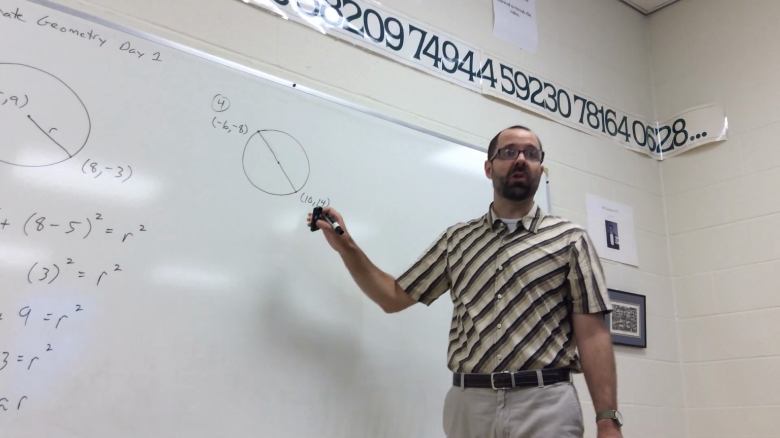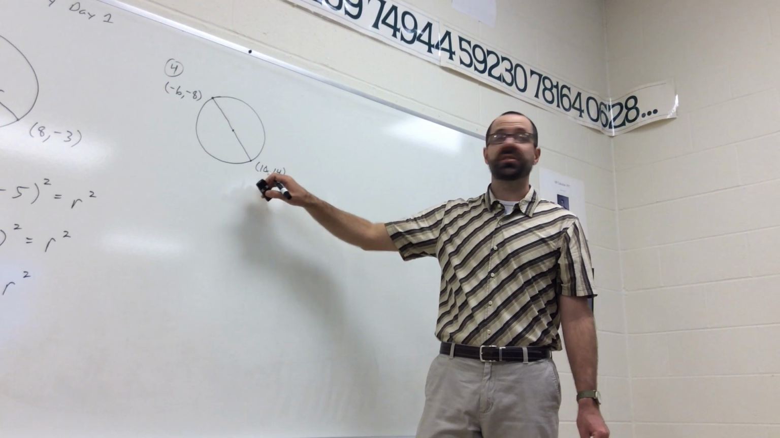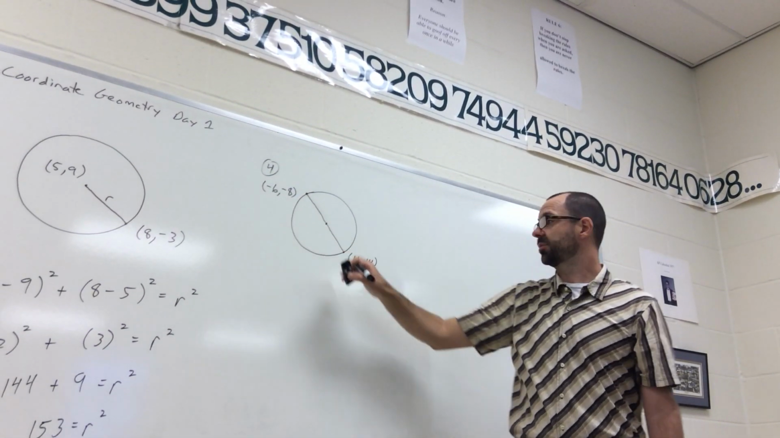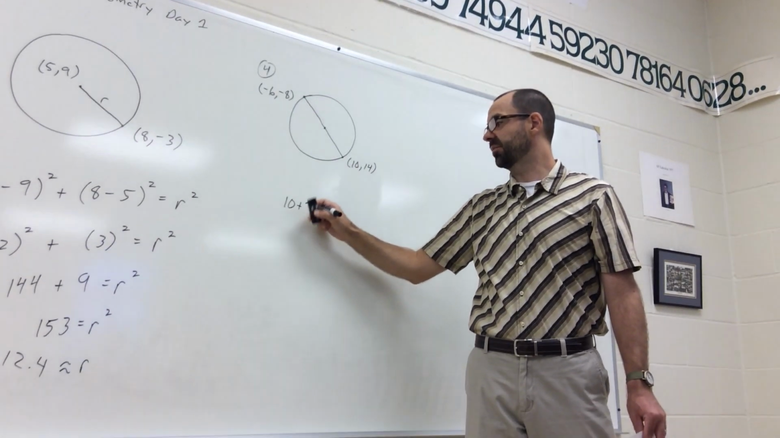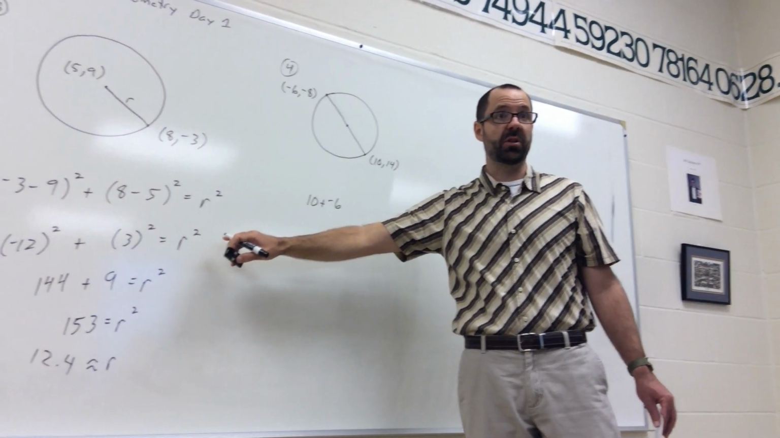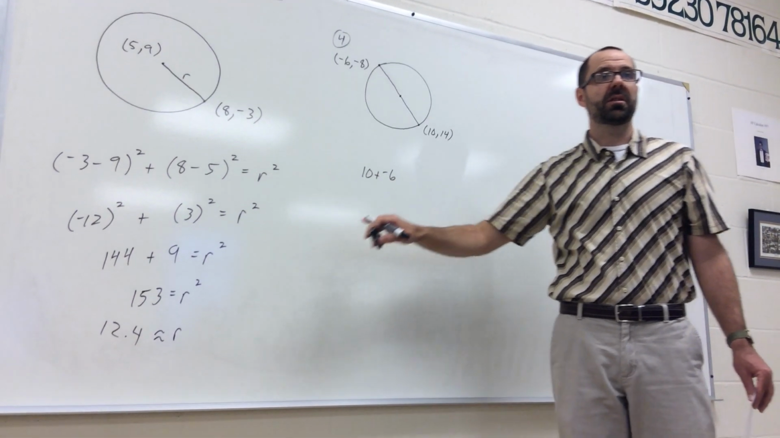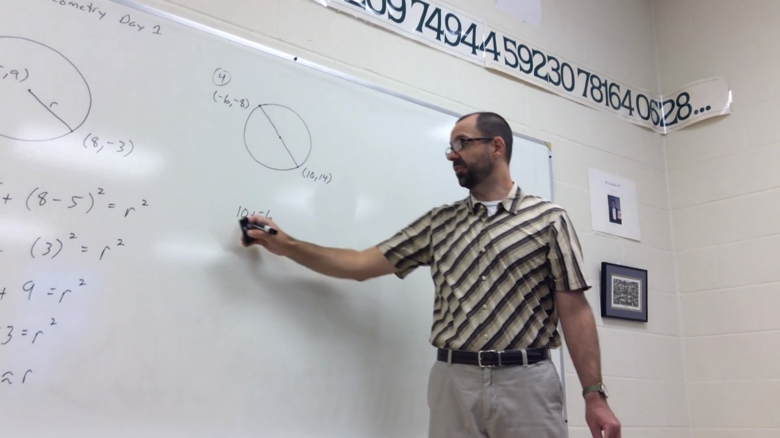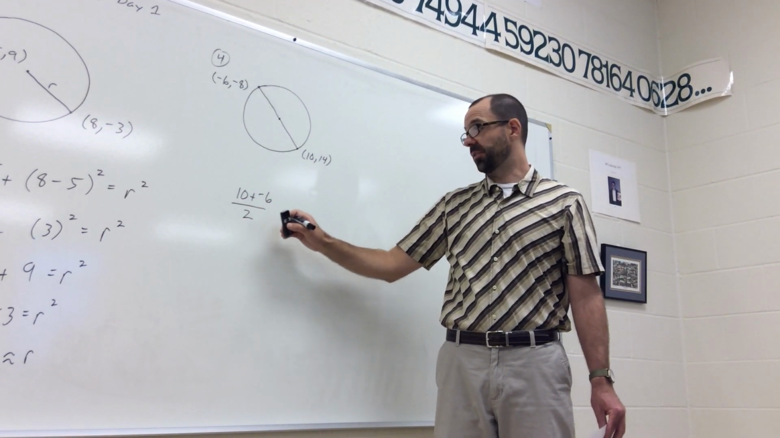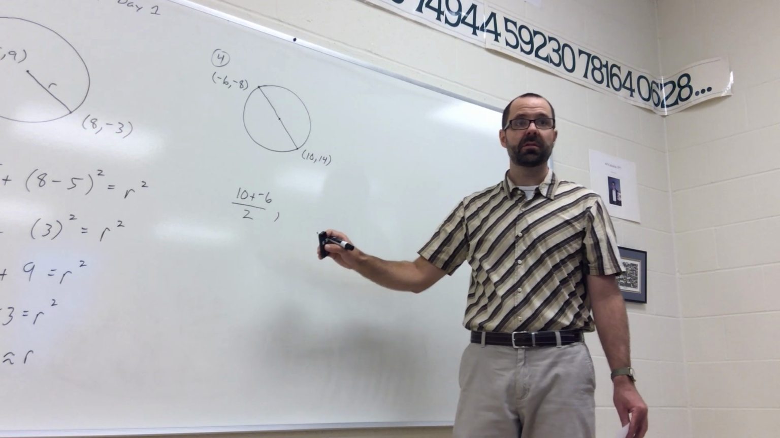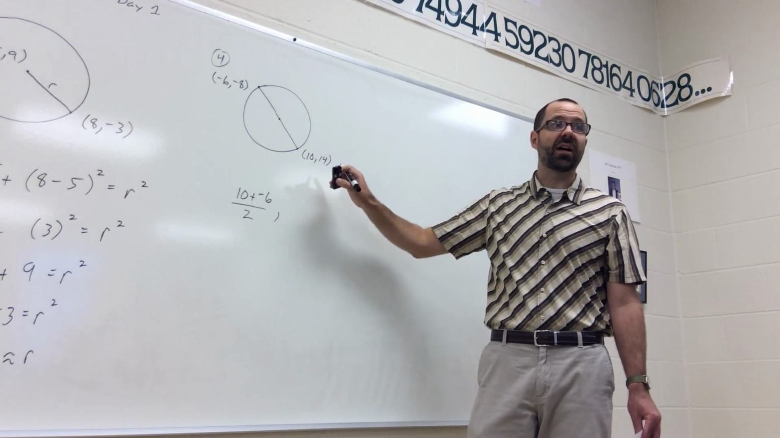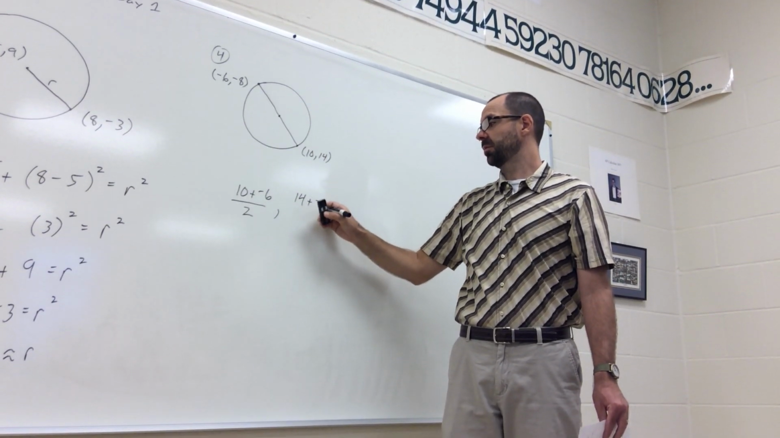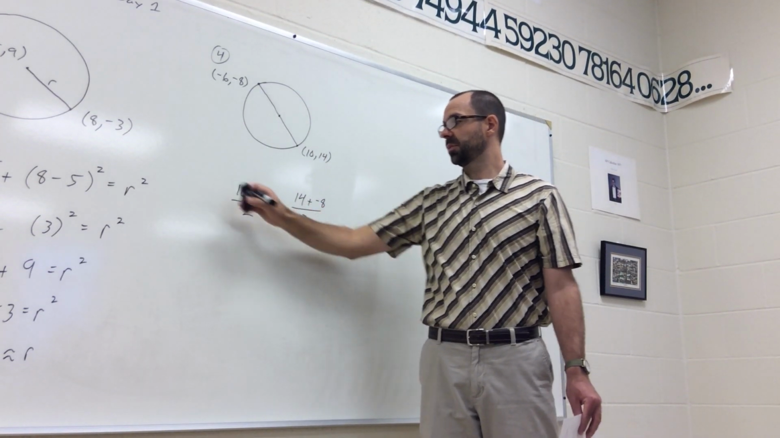Okay, so the way the new formula works is you start with the x's. So 10 and -6. And you add. So it's 10 plus -6. That's different than the distance formula where you subtract. In the midpoint formula, you add. So 10 plus -6. And then you divide by 2. And then there's a comma. And then you do the same thing with the y's. 14 plus -8. And divide by 2.